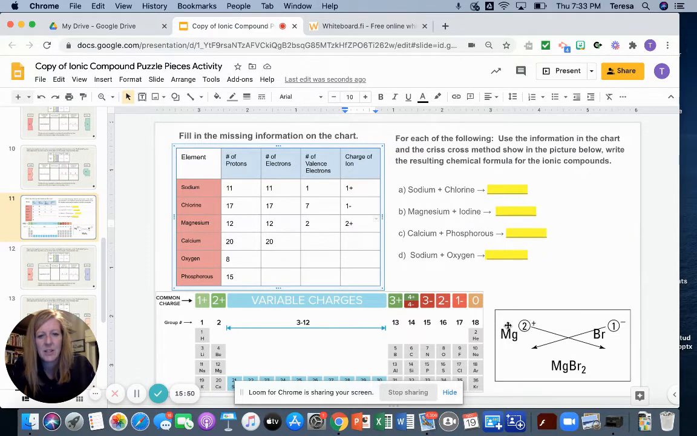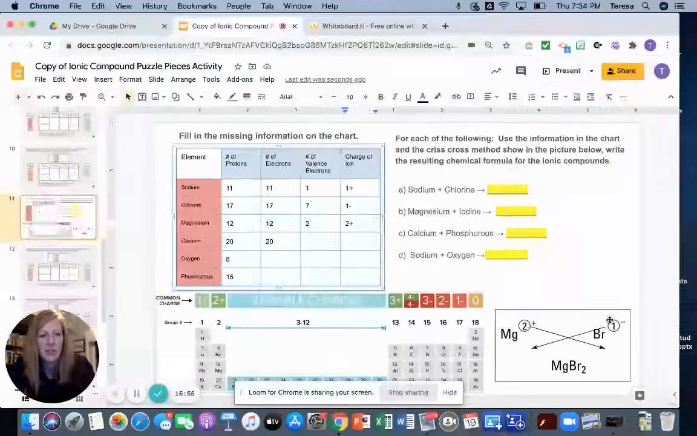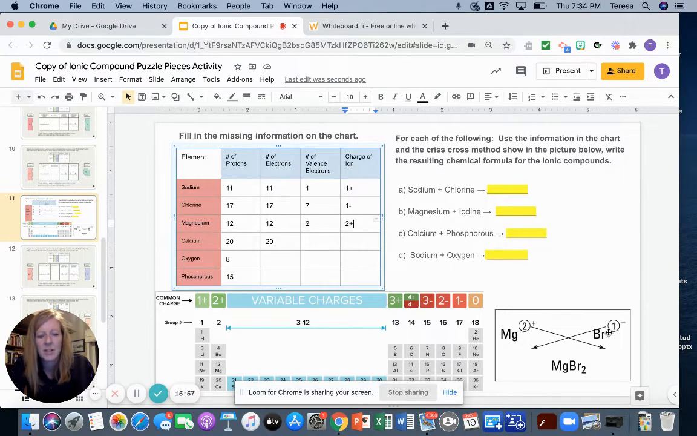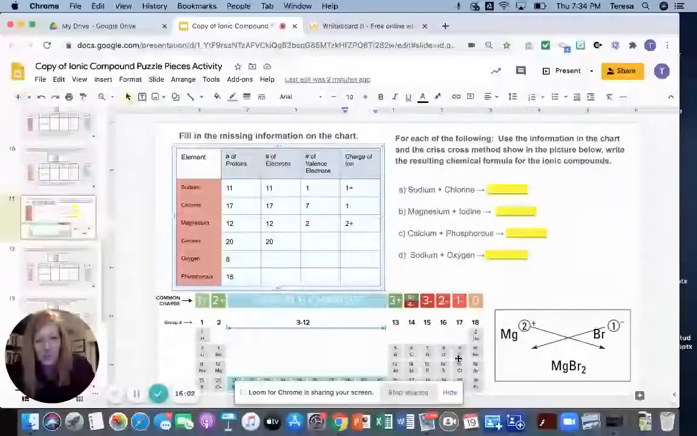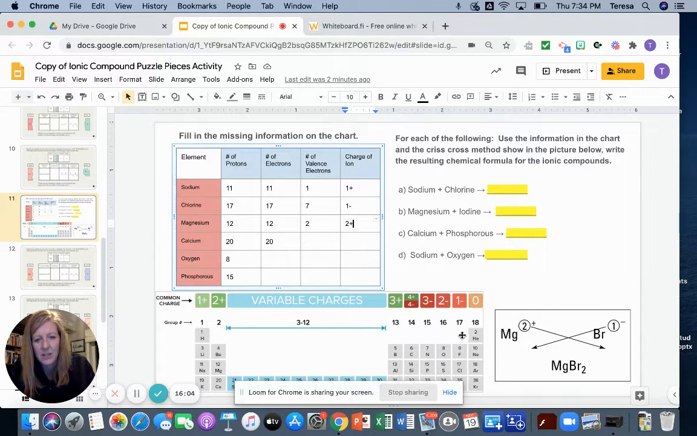Okay, so magnesium is a +2 ion. So +2. Bromine is most likely to form a -1. Bromine isn't on our chart, but if I continue down this column, it's in column 17. And in the crisscross method, the number that's associated with the cation or the metal, that charge, that number, will become the subscript for the anion and vice versa.